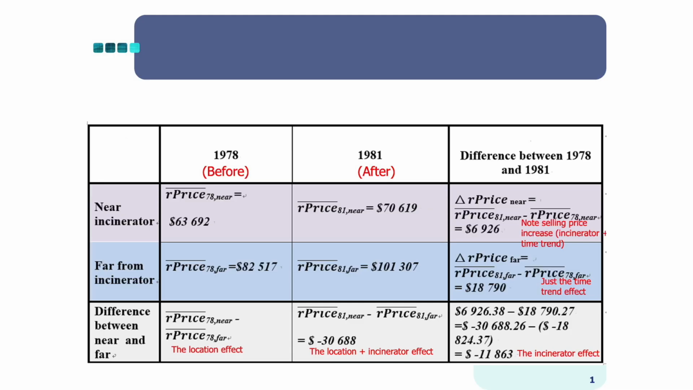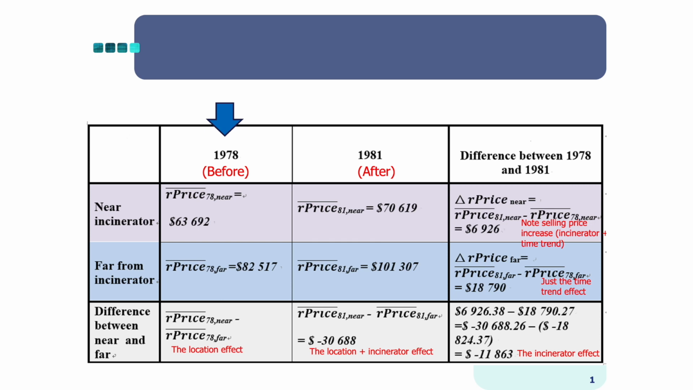Let's plug in these numbers using a 2x2 table. For houses near the incinerator, this row shows the average retail price before and after the incinerator was built. And this row shows the corresponding retail price for houses far from the incinerator. Now let's look at the column for 1978. In 1978, the average price for those near the incinerator was 63692.